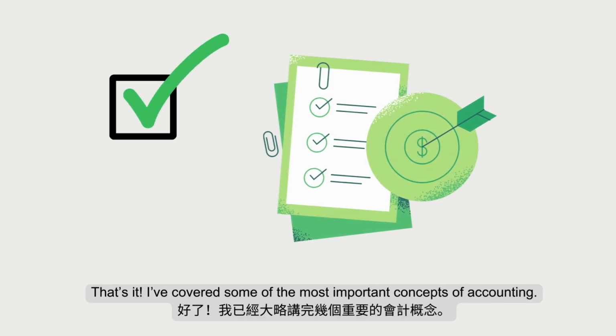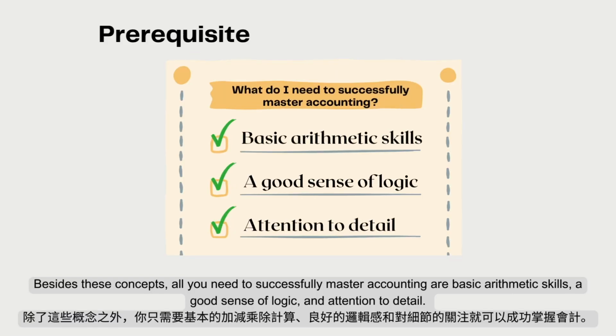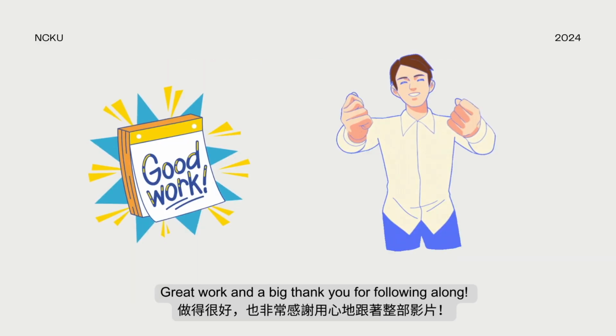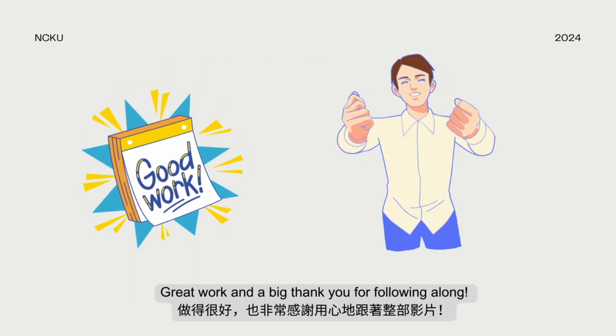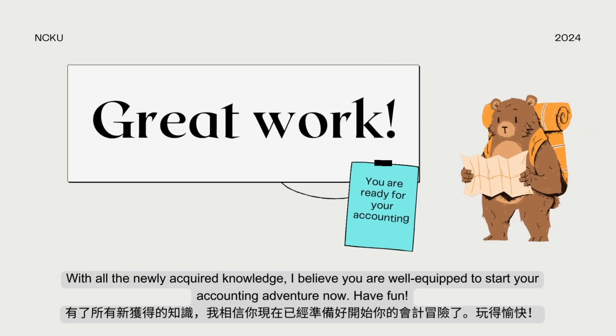That's it. I've covered some of the most important concepts of accounting. Besides these concepts, all you need to successfully master accounting are basic arithmetic skills, a good sense of logic, and attention to detail. Great work and a big thank you for following along. With all the newly acquired knowledge, I believe you are well equipped to start your accounting adventure now.